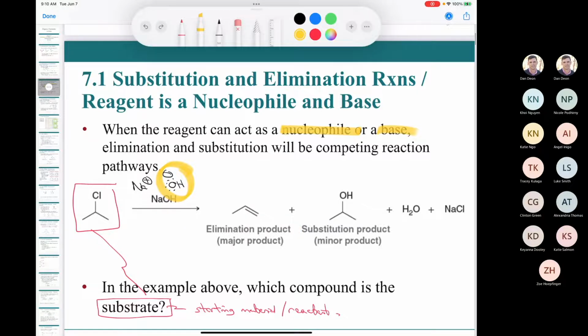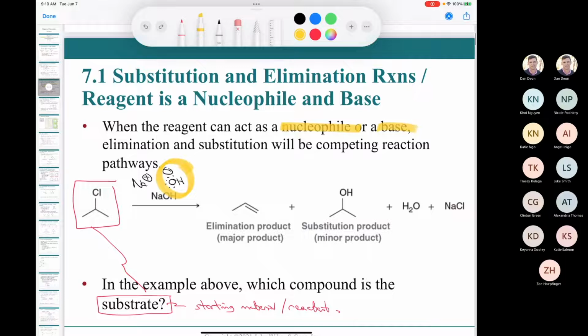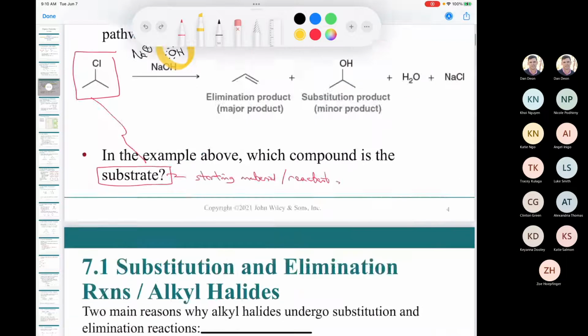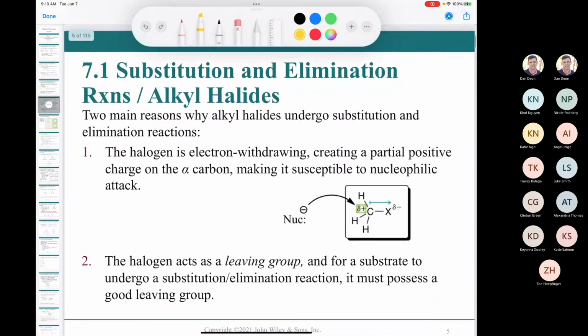So we get a couple of things, and this is where chemistry gets really interesting. When we have to say, okay, well, I'm reacting these two things, sodium hydroxide and this alkyl halide, and now I'm not just going to make one product, but I'm going to make two different products. Wow, that's interesting. Okay, well, let's dig in a little deeper on this whole substitution and elimination thing. Follow along with me here.